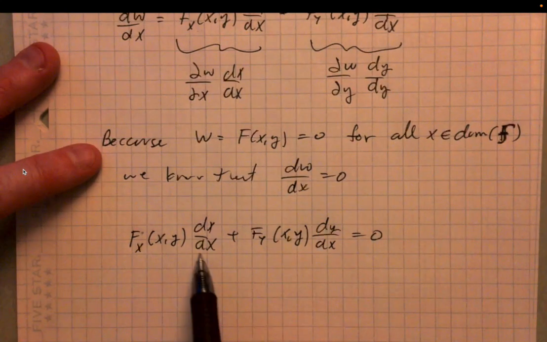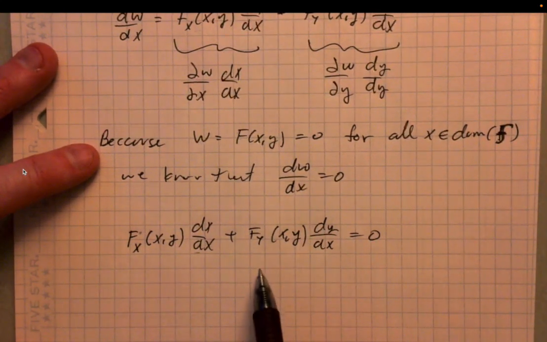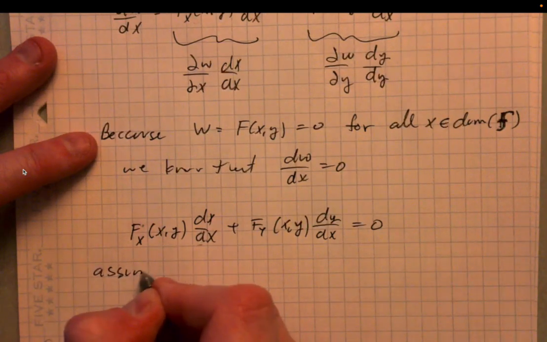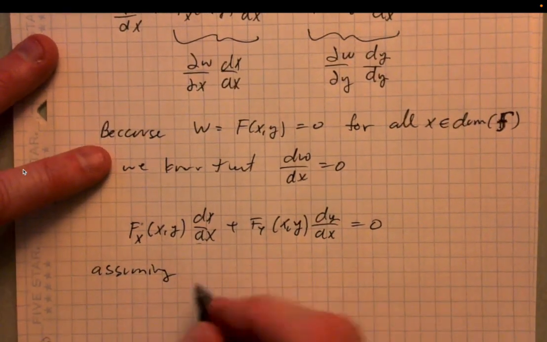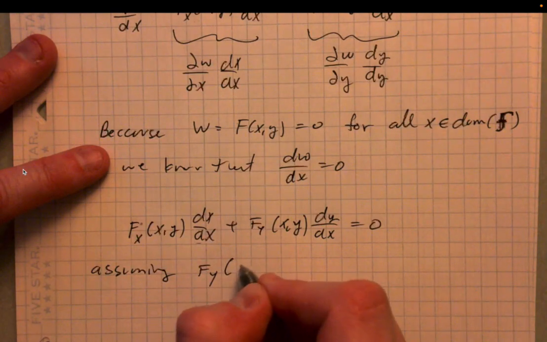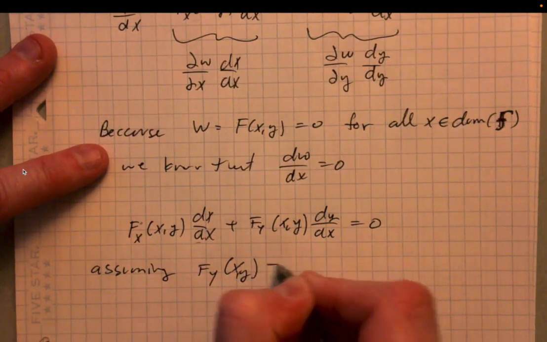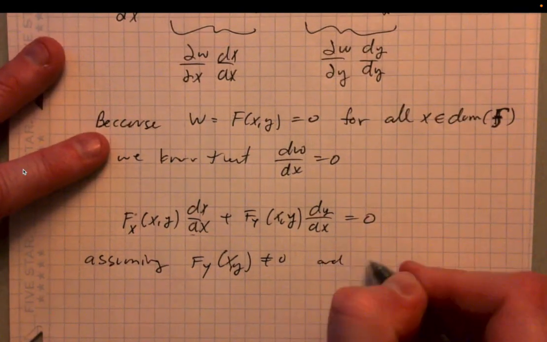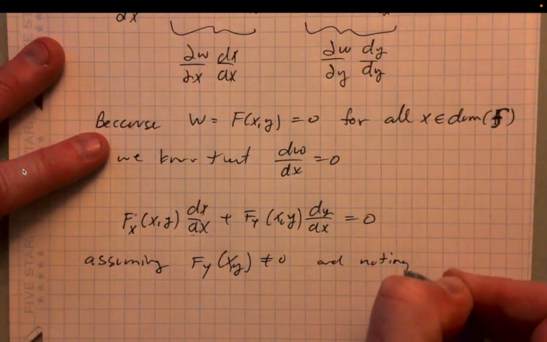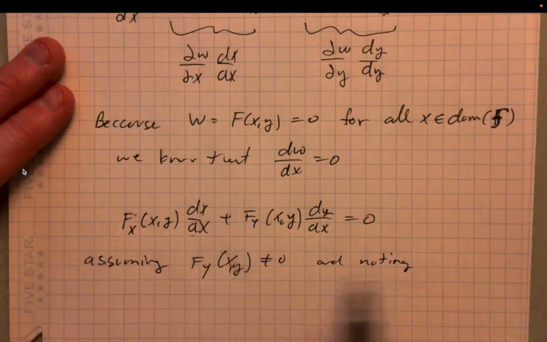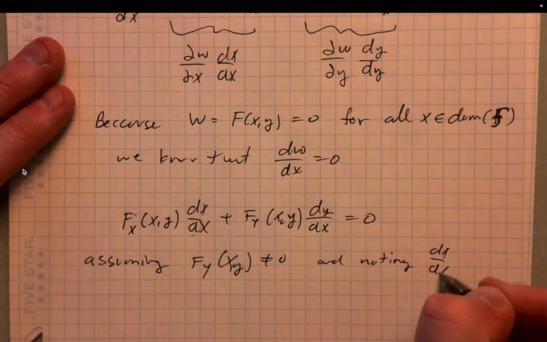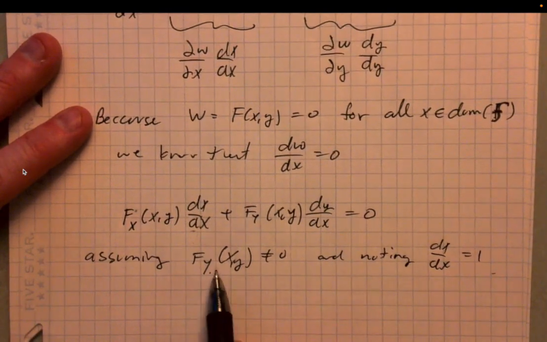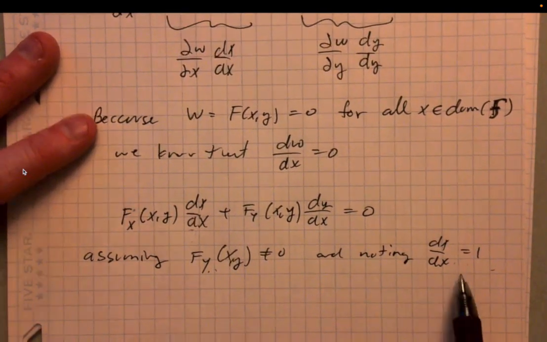Well, we can basically rewrite this, right? Now, assuming that the partial of y is non-zero, and noting, of course, that this probably stood out from the onset, dx over dx equals 1. Noting these two things, this is an assumption, this is a fact.